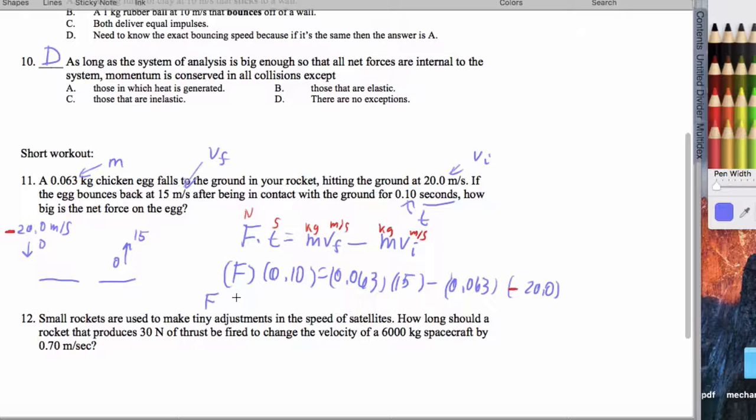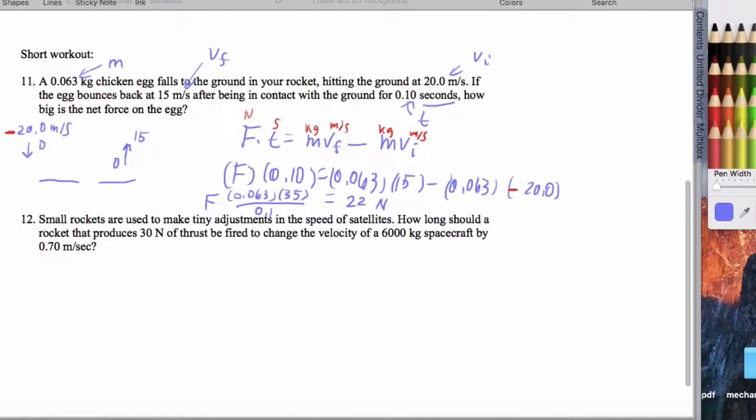F is going to be equal to 0.063 times 35, a little bit of distributive property there that I'm going to let you figure out, divided by 0.1. So this ends up being 0.63 times 35, and it gives me about 22 newtons. Okay? So that was the thing.